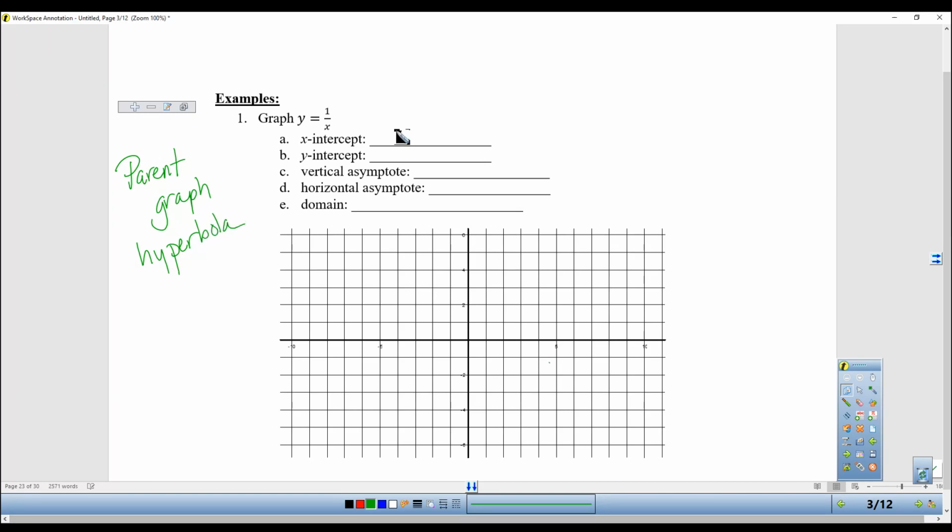So we find the x-intercept by letting y be equal to 0. But then when I go to clear the fractions, multiplying both sides by x, I get 0 is equal to 1, which of course is not true. So there is no x-intercept. Likewise, for the y-intercept, I let x be equal to 0, but you can't do that because you can't divide by 0. So there's no y-intercept.